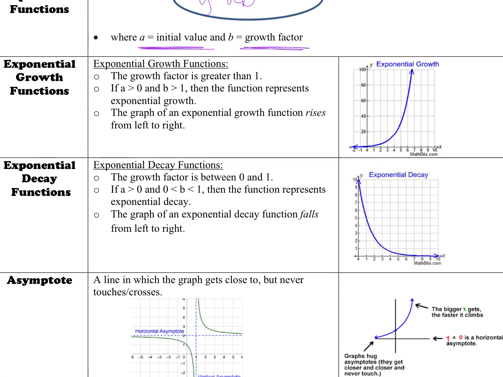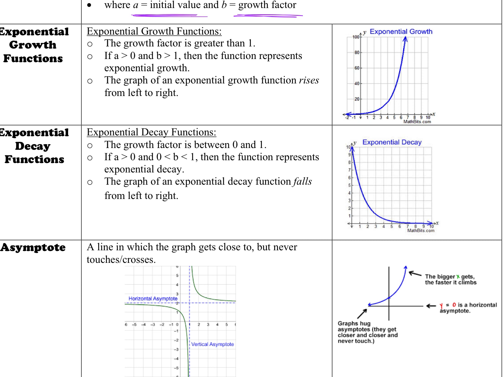Exponential decay function. If the growth factor is between 0 and 1, so if a is greater than 0 and b is between 0 and 1, it's going to be exponential decay. It's going to get smaller, okay?